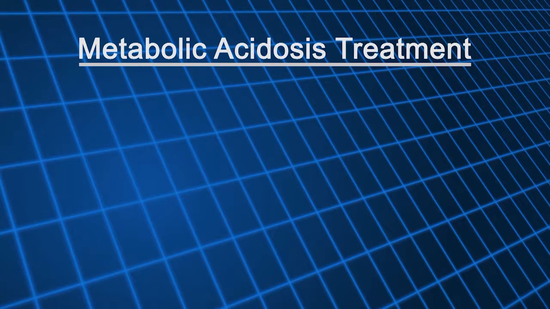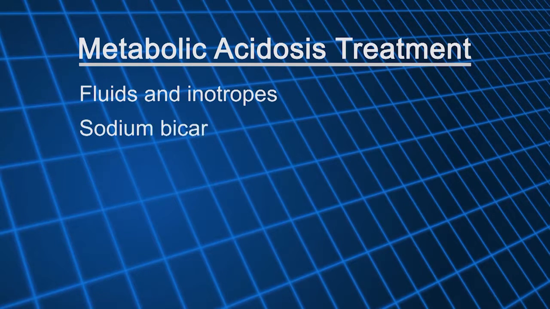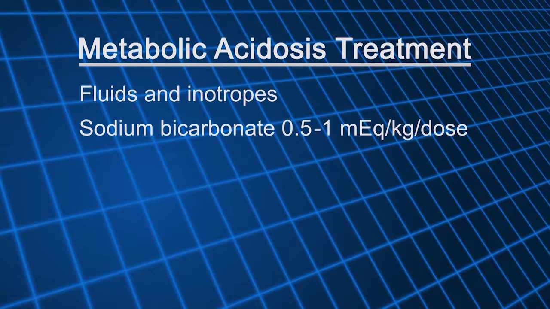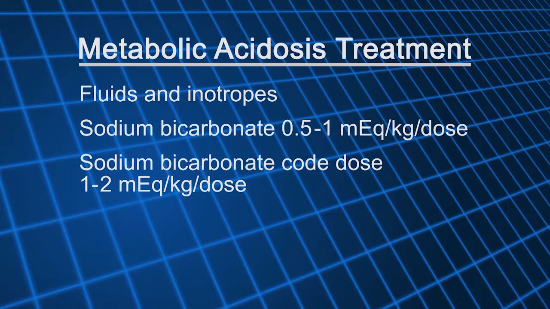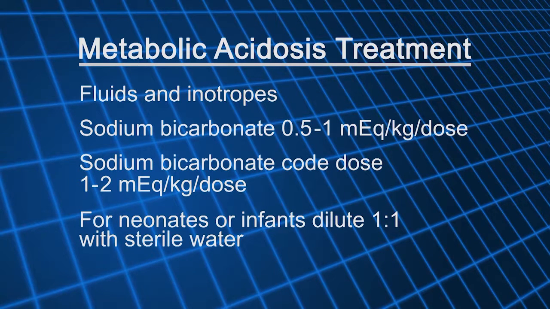Initially, metabolic acidosis is treated with fluid resuscitation and with an inotrope such as epinephrine to help restore tissue perfusion. In severely ill patients, sodium bicarbonate at a dose of 0.5 to 1 milliequivalent per kilogram per dose may be given. Code doses for sodium bicarbonate may be 1 to 2 milliequivalents per kilogram per dose. When treating a neonate or infant, dilute the sodium bicarbonate 1-to-1 with sterile water.